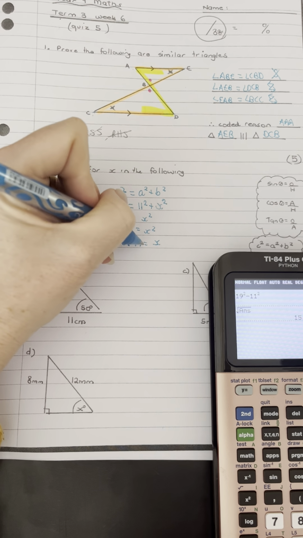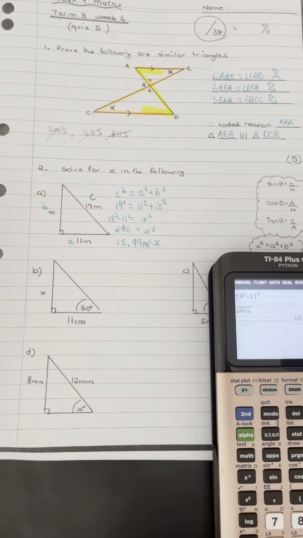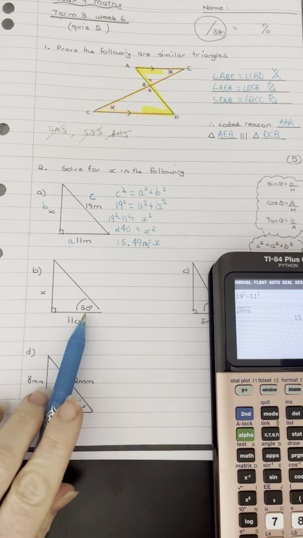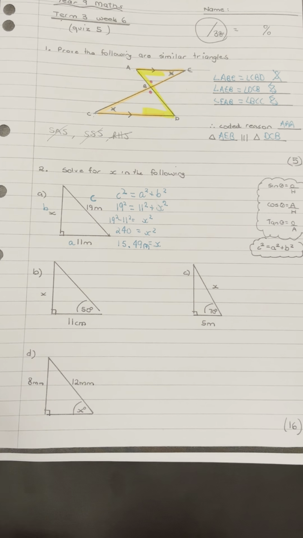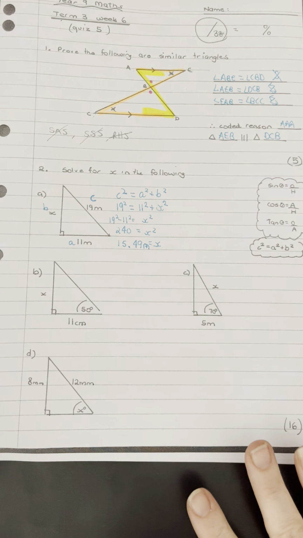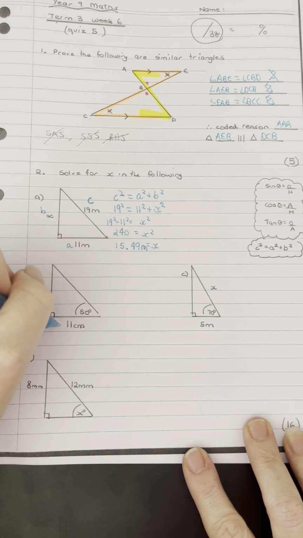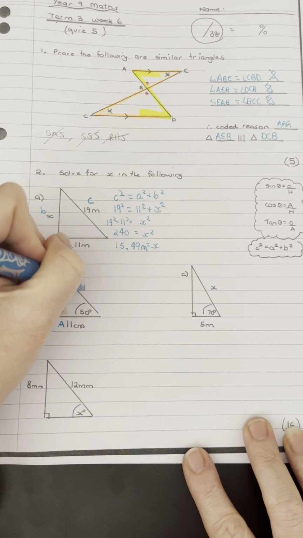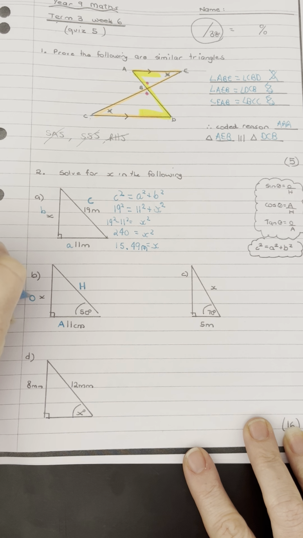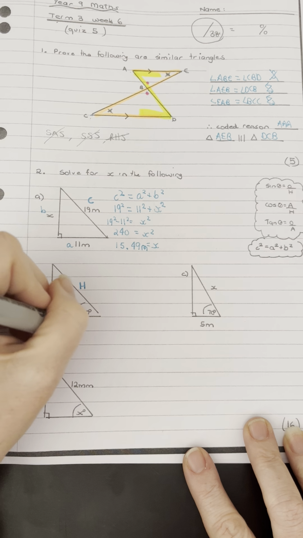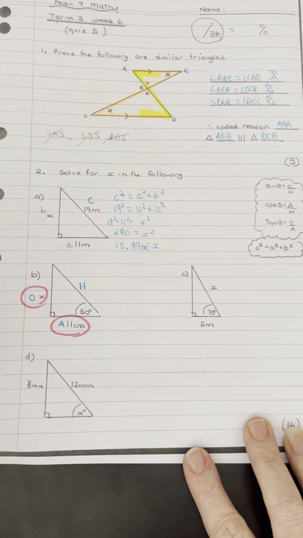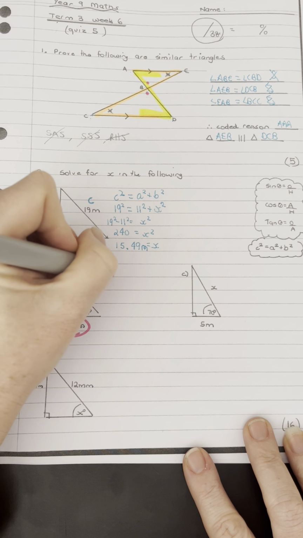I also need to make sure I've put my units, so I'm going to put a little m in there for meters. For part B, I've got that angle, so I know I'm using my trig ratios this time. So I'm going to label my triangle first so that I know which ratio I'm going to use. I've got my angle here, which means the 11 is my adjacent. My hypotenuse is over here, which means my opposite is there with the x. That means I've got something with the O, something with the A, which means I'm going to use the tan ratio.